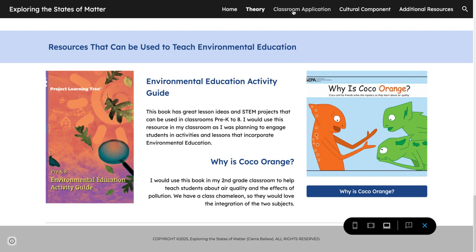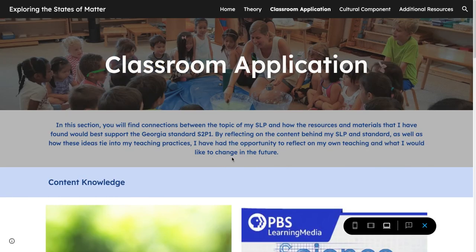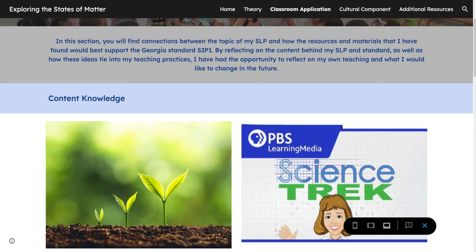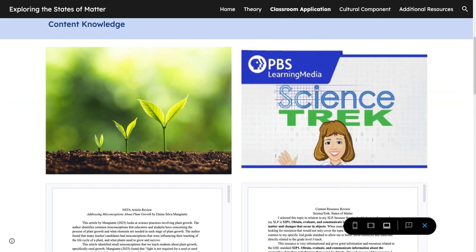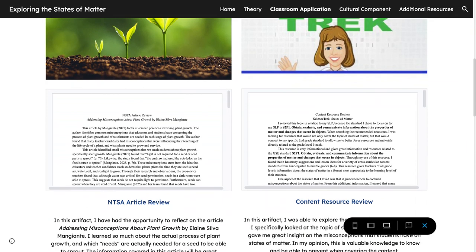The next tab that we're going to look at is classroom application. So in this tab of my website, it's split into two parts. The first part is content knowledge, so just showing throughout this course how we have used what we know to research the content that I have been talking about on this website, which is states of matter. So there are two ways that I have done that.